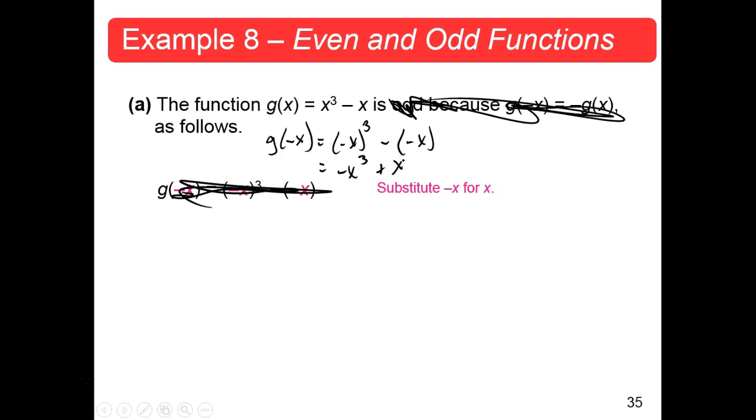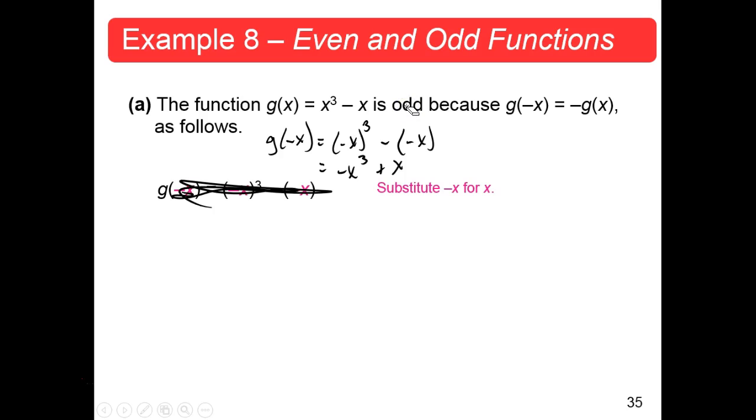Now, how does this compare to that? Exactly the opposite. This one's positive, that was negative, this was negative, that was positive. Exactly the opposite. That means it's what? Odd, yes. You thought it was fairly odd, didn't you? Okay, so it is odd.